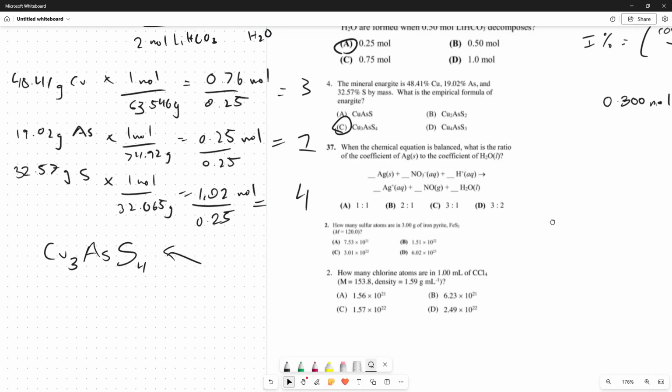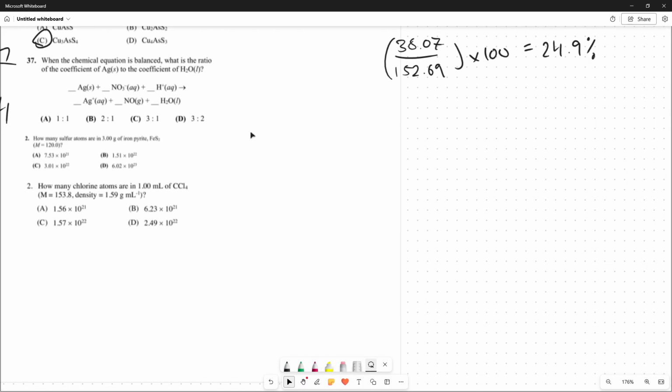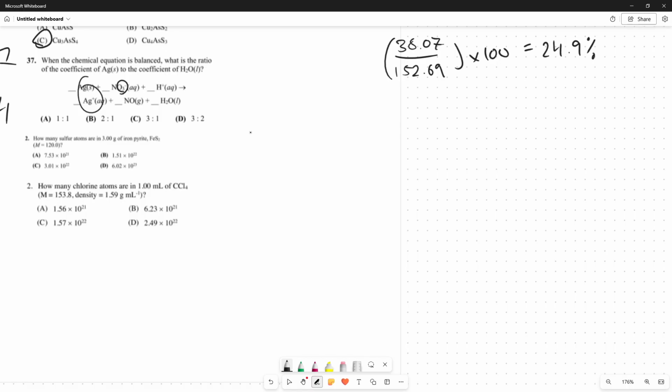Okay, now I'm going to move to this side. So, when the chemical equation is balanced, what is the ratio of the coefficient of Ag to the coefficient of H2O? So here we see we have some stuff here. It's going to be a redox reaction because we see we're dealing with charges, and yeah, there's some oxidation going on here. So I'm just going to rewrite the question, or rewrite the formula.